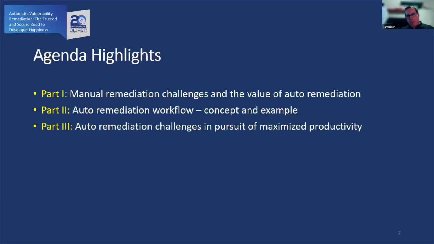We have three main parts in our session here. I'll start with some of the challenges that concern manual remediation, and it will be a good start to underscore the value of auto remediation. Then I'll move to highlight the concept and a number of examples concerning the workflow of auto remediation. And finally, we will bring up a couple of challenges with regard to auto remediation.